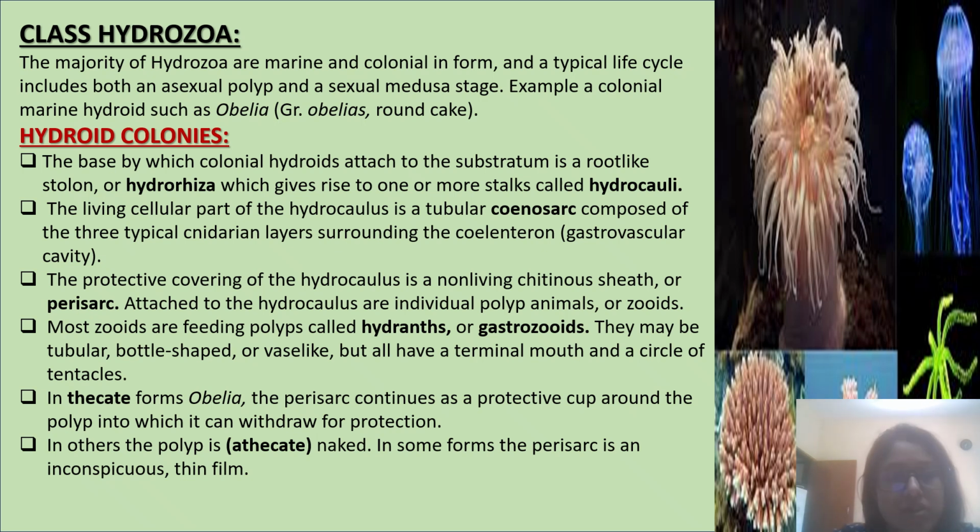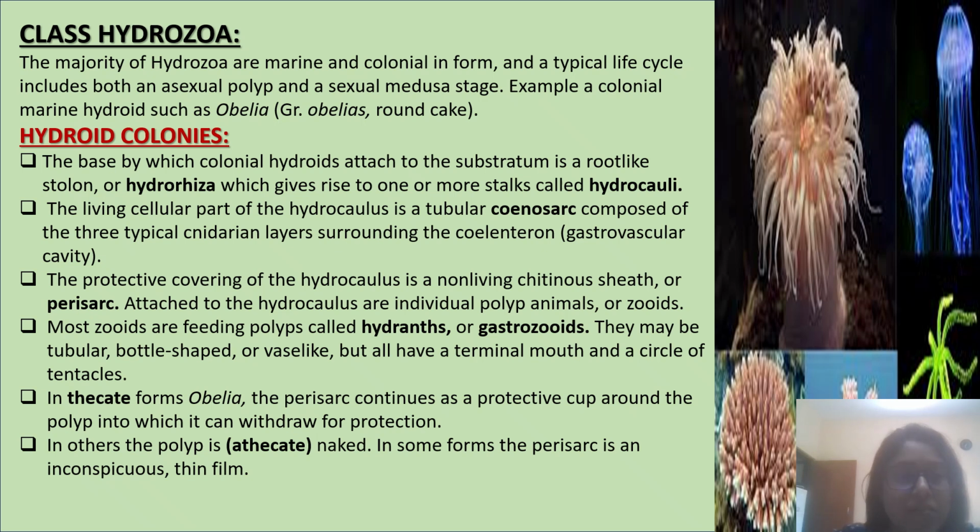The majority of hydrozoa are marine and colonial in form, and the typical life cycle includes both an asexual polyp and a sexual medusa stage. Examples are colonial marine hydroids such as Obelia. Greek obelias means round cake.